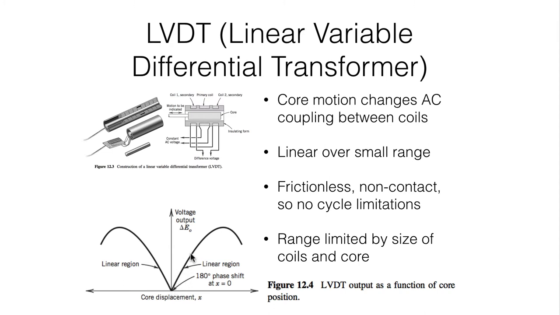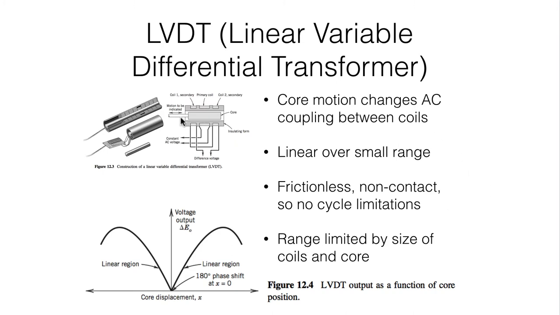Now, because this is an AC voltage, this difference voltage, we can't really tell whether it's positive or negative. That positive or negative sense shows up as a 180-degree phase shift in the oscillations of that AC voltage down here. So we're going to need something that allows us to detect whether we're in this side of the range or that side of the range.